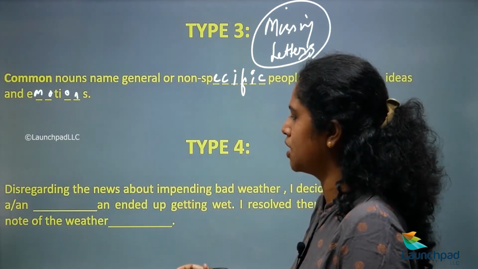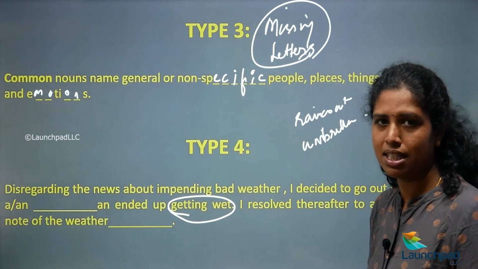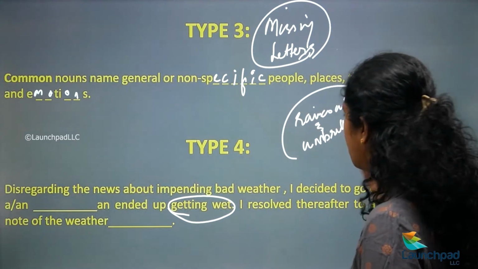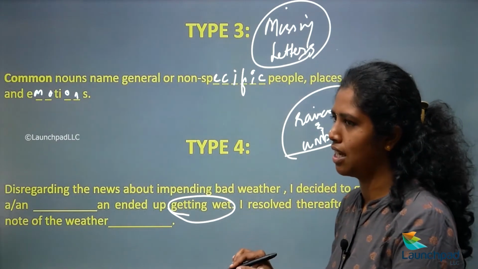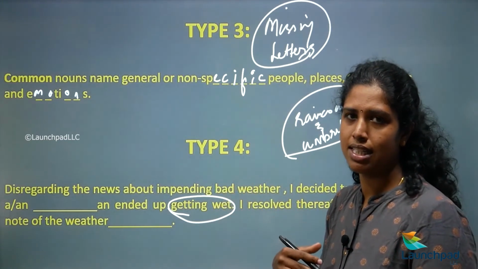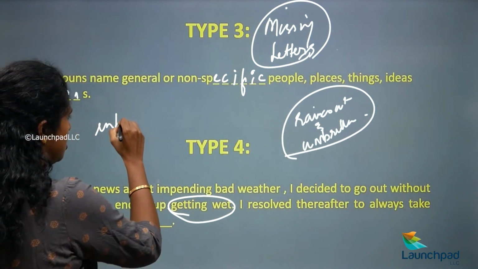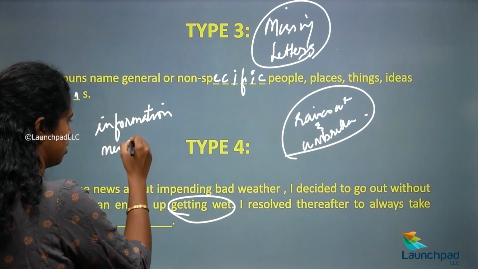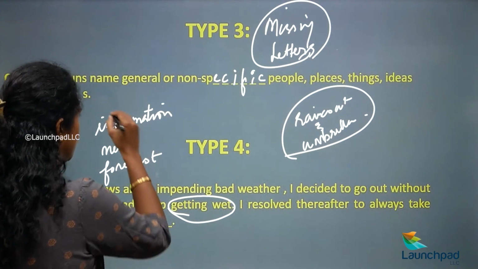Yes, but what is that? The perfect object, if you choose, will address this getting wet concept. Yes, so that is why we were saying it should be logically right as well. So that's why we are concluding with raincoat and umbrella. I resolved thereafter to always take note of the weather dash. So weather what? Okay, weather information. Something that tells, only then can you take note of it. So what are the options for this? This could probably be information, yes, or news, yes, or you can say forecast or details.